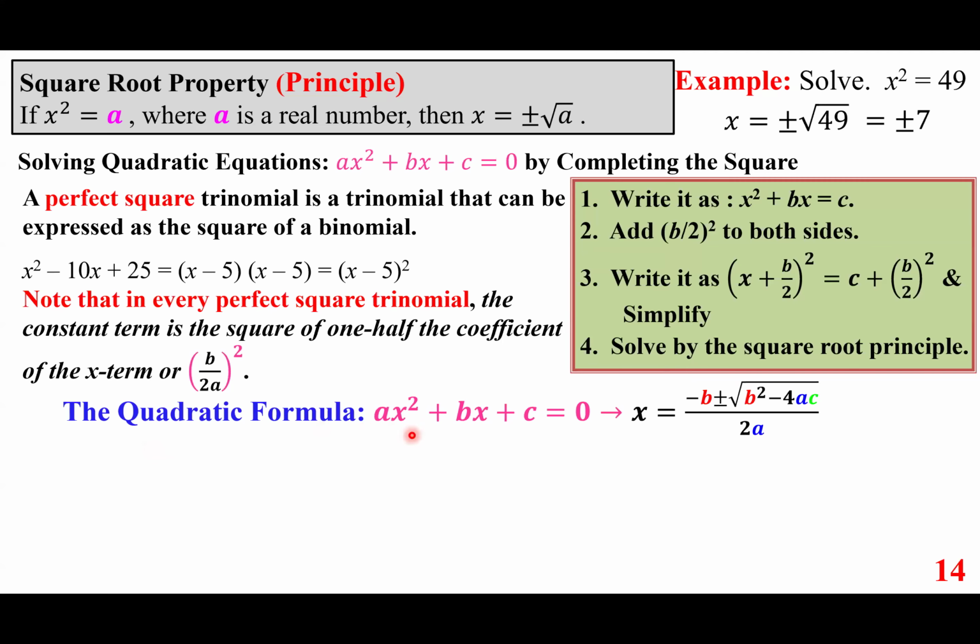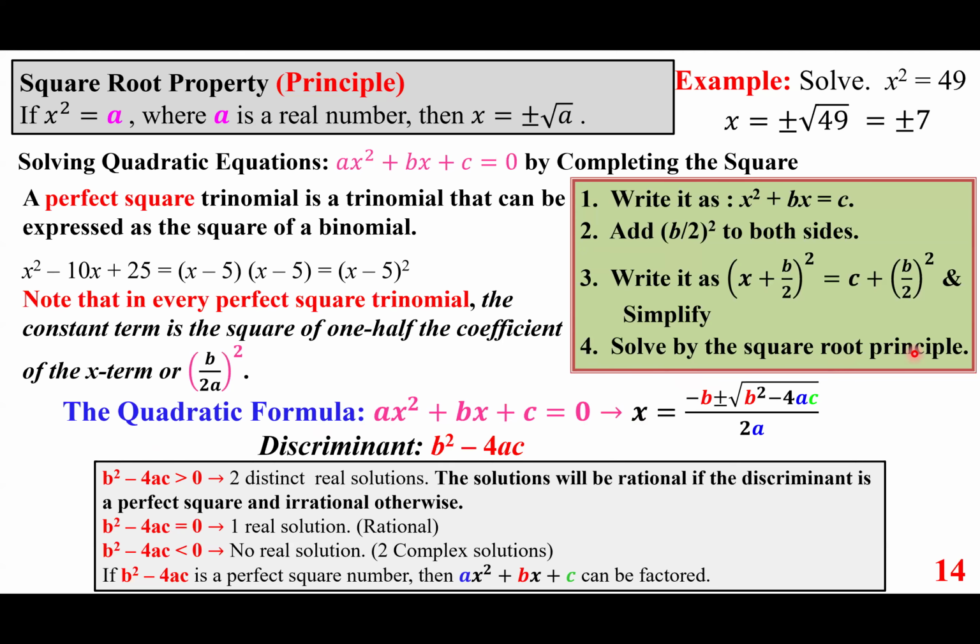Reminding you of the quadratic formula, ax squared plus bx plus c equal to 0, x is minus b plus or minus the square root of b squared minus 4ac over 2a. B squared minus 4ac is called the discriminant because if it is positive, we have two real, distinct solutions. The solutions will be rational if the discriminant is a perfect square and irrational otherwise. If b squared minus 4ac is 0, we have one real solution. And if it's negative, we have no real solution or two complex solutions.